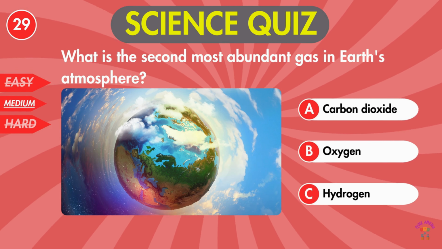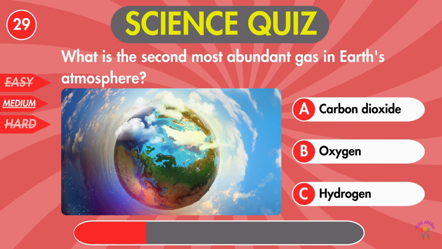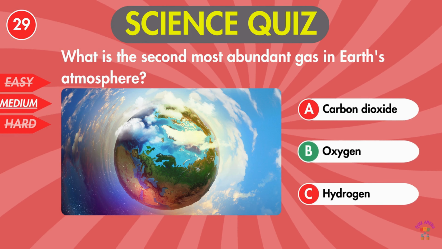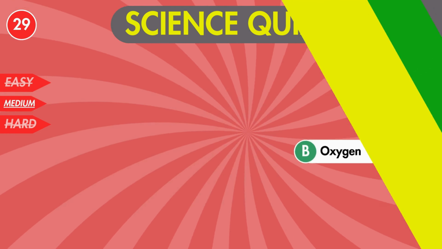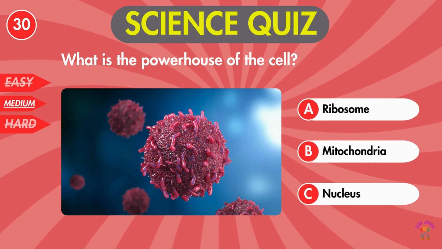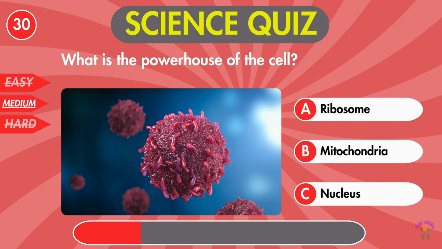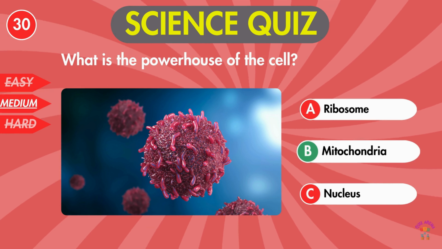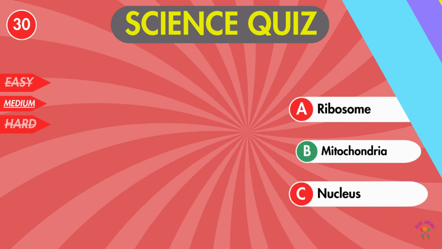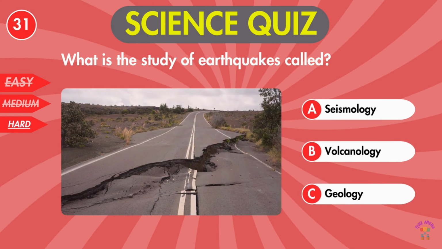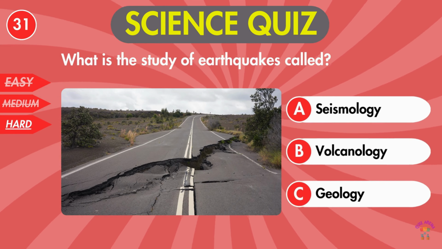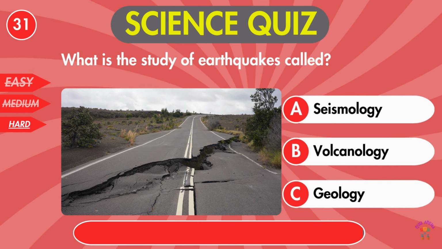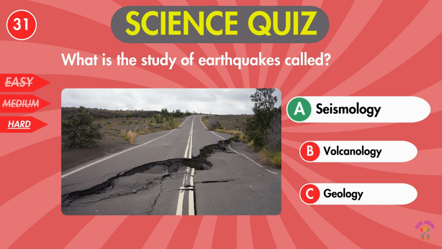What is the second most abundant gas in Earth's atmosphere? Oxygen. What is the powerhouse of the cell? Mitochondria. Hard level. What is the study of earthquakes called? Seismology.